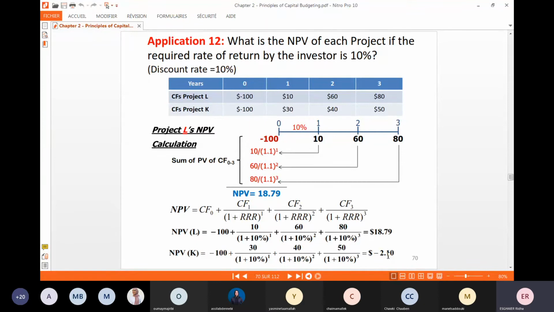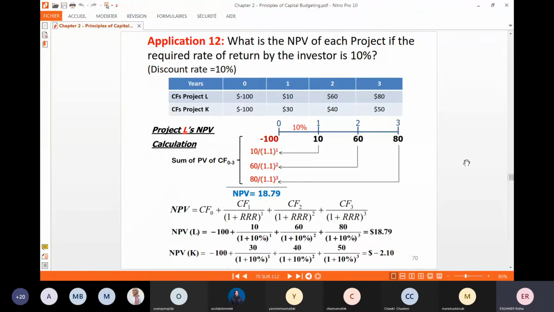For project K now, I require 10% return to cover all the financial costs. So first of all, we need to discount all the future cash flows by 10%. Then we subtract the initial investment. I find a negative NPV. It means that if we take into consideration the cost of the money used, what I require from this project, the 10%, I can't cover the initial investment.